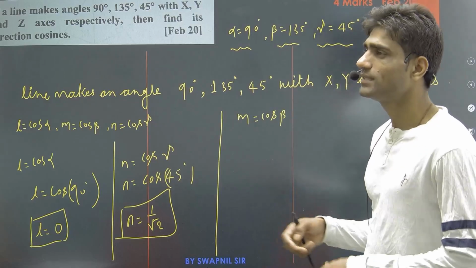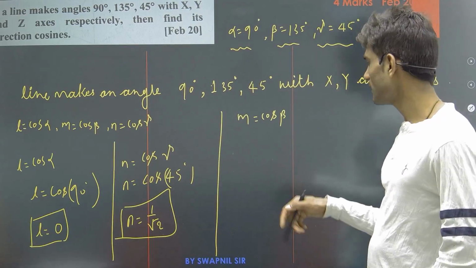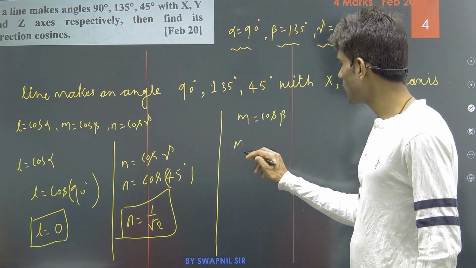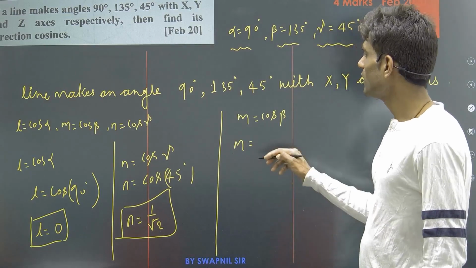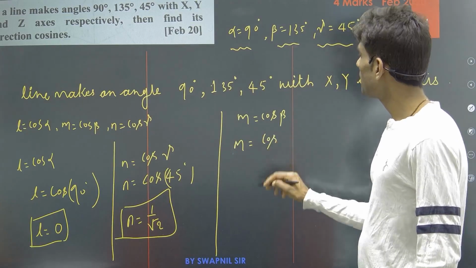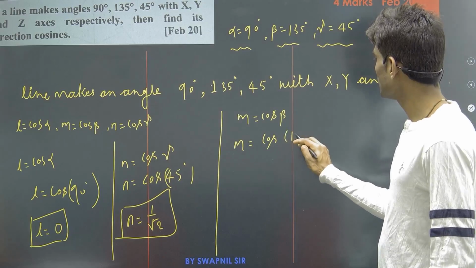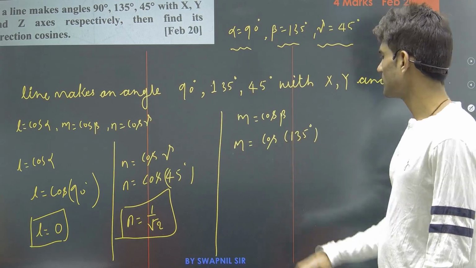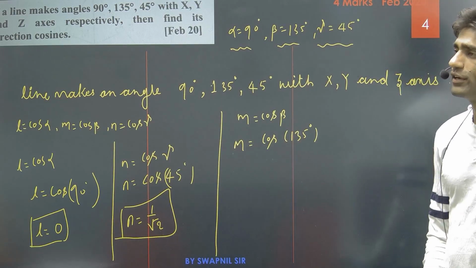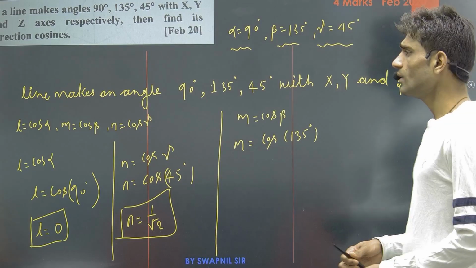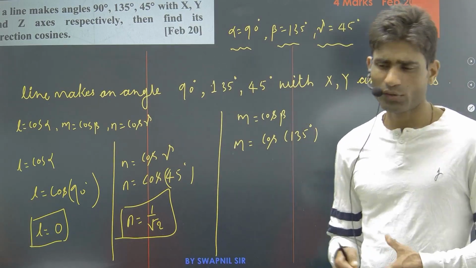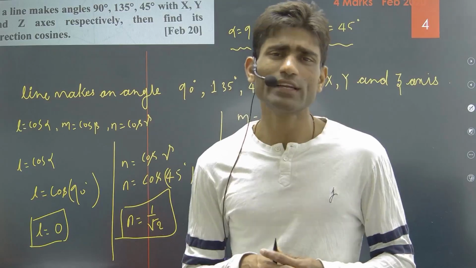Okay, because it takes time for finding the calculation. Yes, m is equal to cos of beta. So what is the value for cos beta? 135 degree. So m is equal to cos of 135 degree. Now see that 135 degree is not a standard angle.